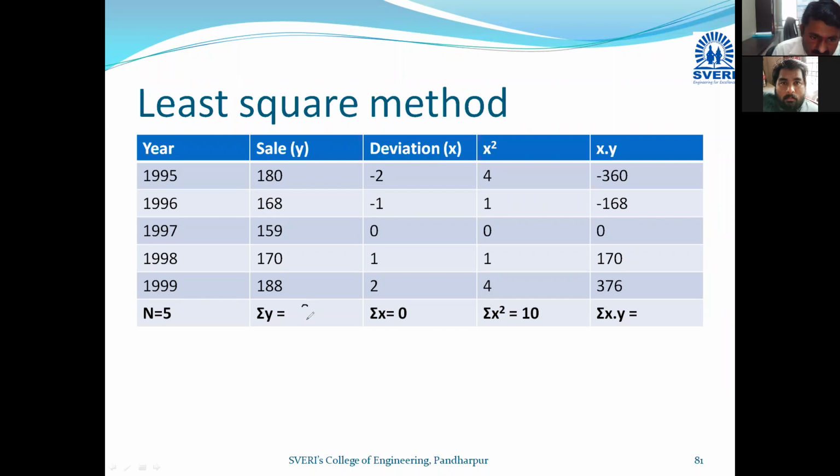Summation y is equal to 865. Summation xy, what is the value for summation xy? Then further we are having formulas for a and b. We will use the formula and we will proceed further. Okay, very good. So this value summation xy is 18. Let us proceed further.